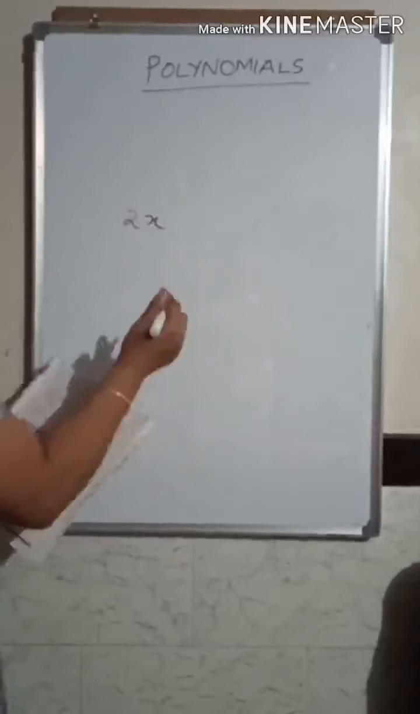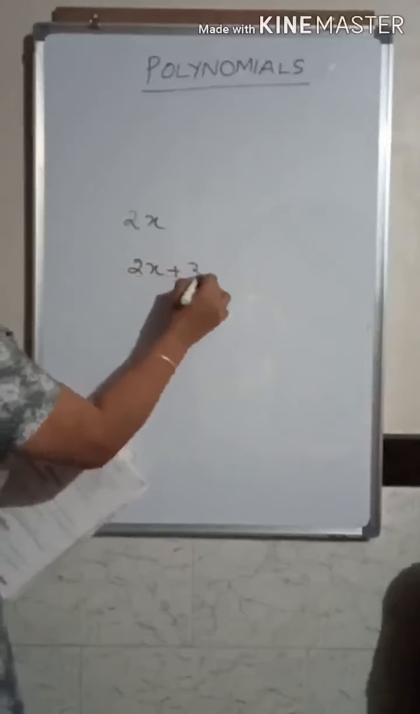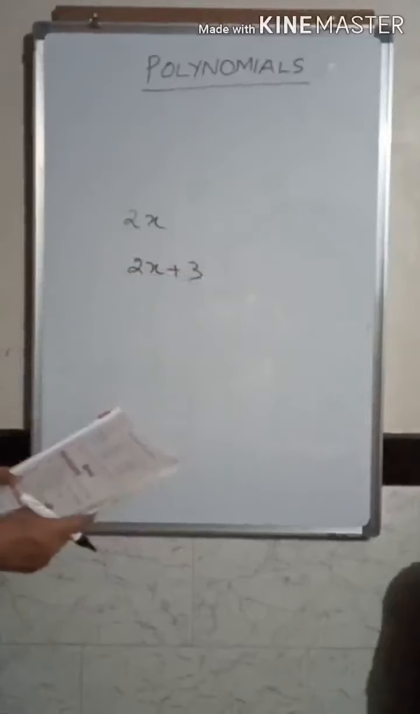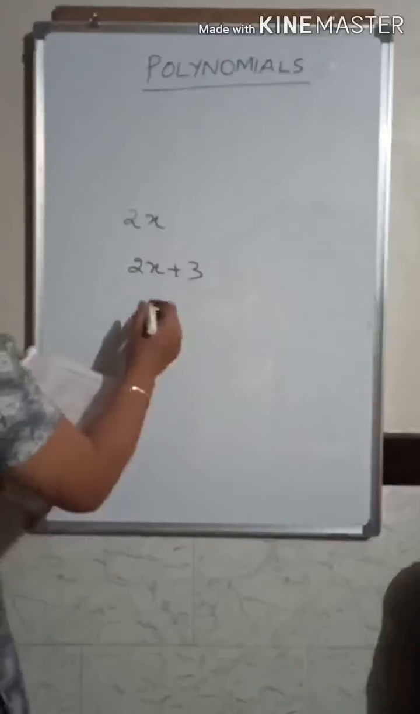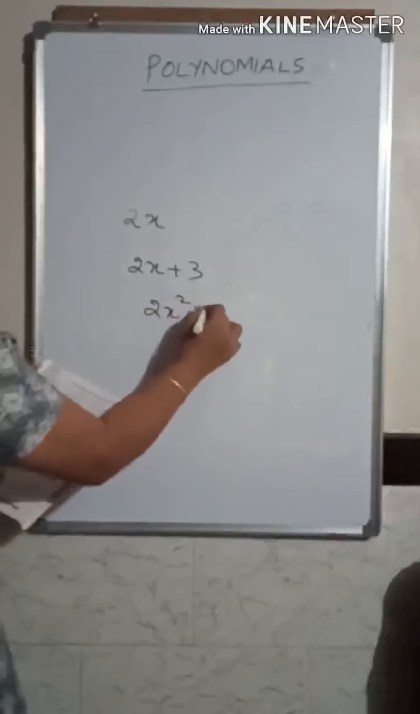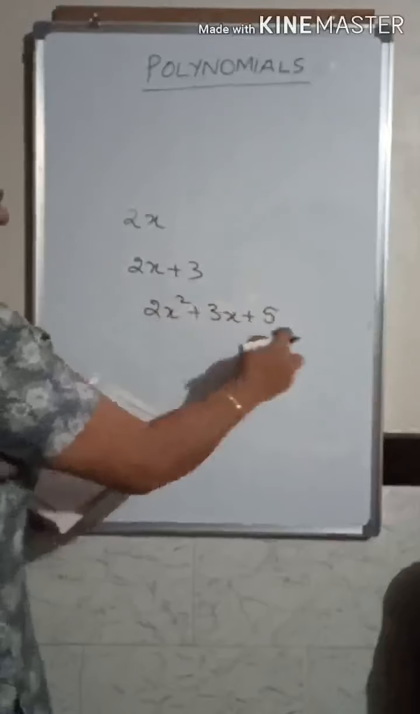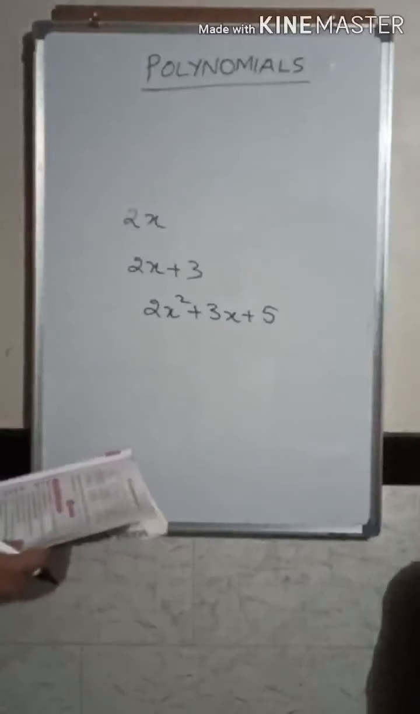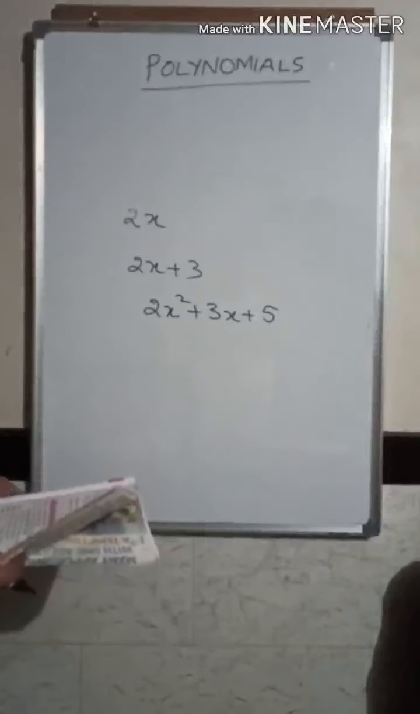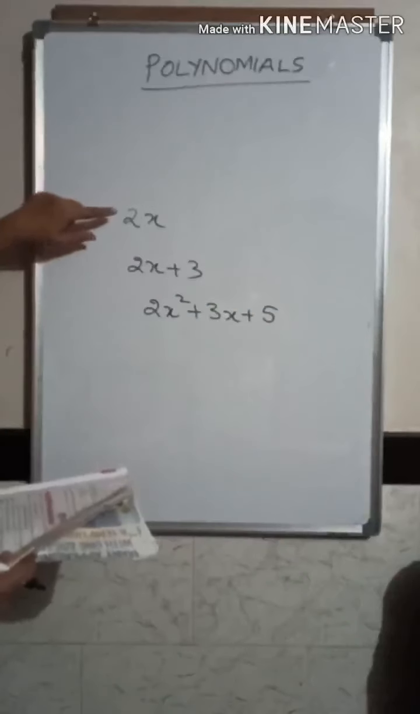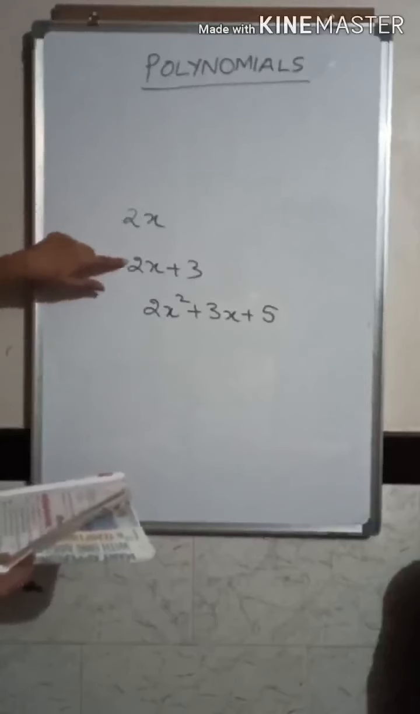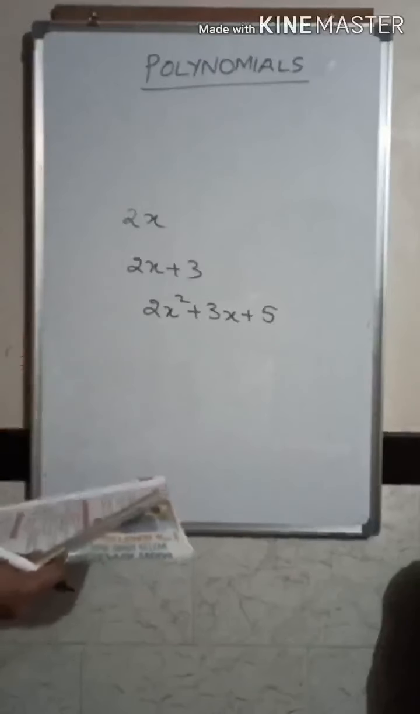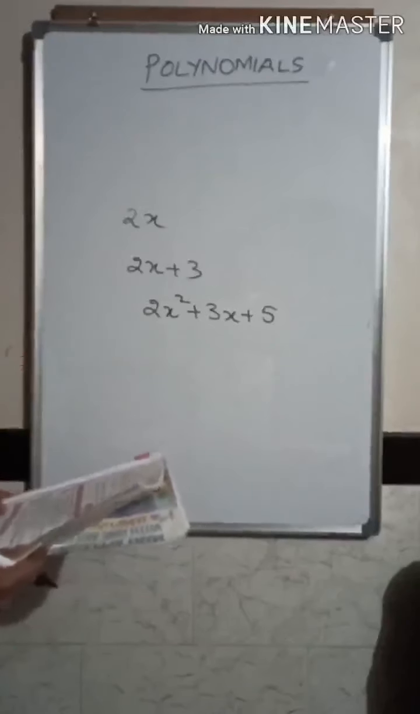Now suppose you have two terms, 2x plus 3, then such type of polynomial you call a binomial. Now suppose you have three terms, 2x square plus 3x plus 5, then this is called a trinomial. So these are the different types of polynomials based on the number of terms. If you have one term, it is a monomial. If two terms, a binomial, and if three terms, a trinomial.